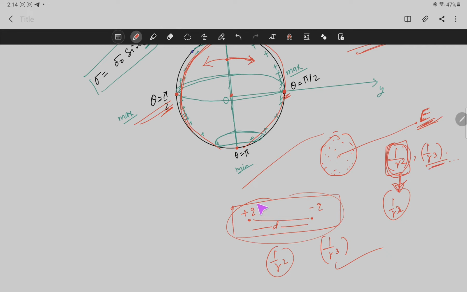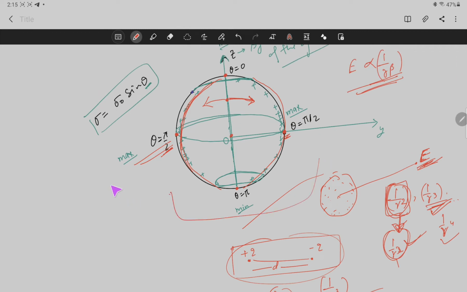But if the total charge is non-zero, in that case you will get a 1 over r square term. First term you will get this, the second term in the Taylor expansion will be 1 over r cube, and the third term will have 1 over r4. The first term is called the monopole term, the second term is called the dipole term, and the third term is called the quadrupole term.